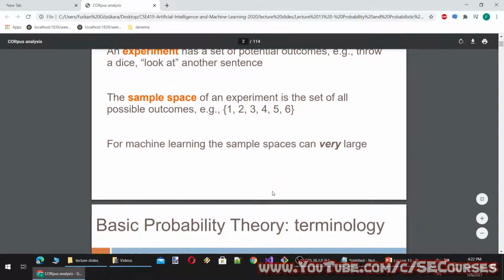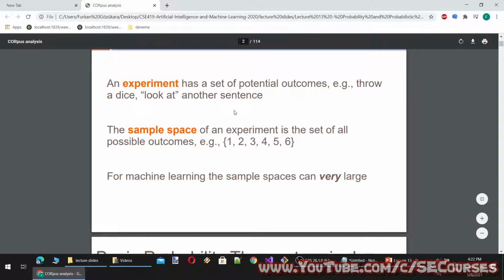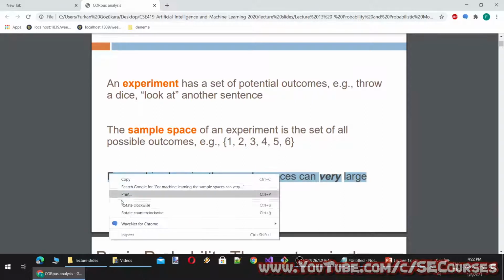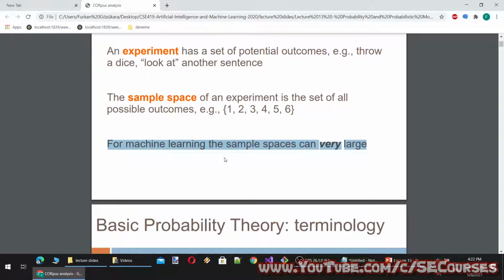The sample space of an experiment is the set of all possible outcomes, e.g., 1, 2, 3, 4, 5, 6. Okay, so the sample space is the possible set of all outcomes. So in the dice example, there are 6 possible outcomes. So the sample space is 1, 2, 3, 4, 5, 6. For machine learning, the sample spaces can be very large.